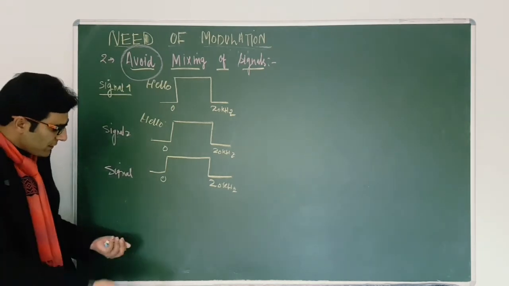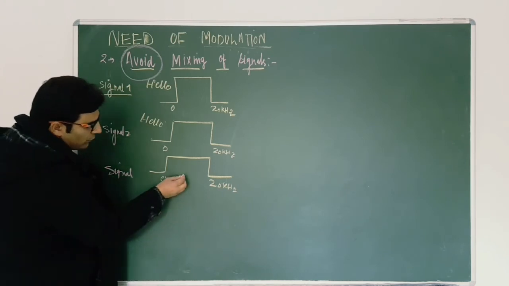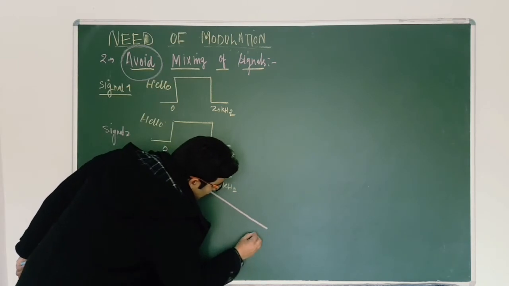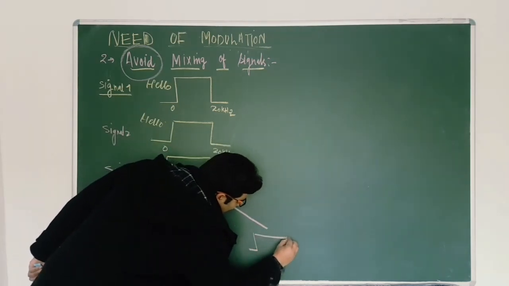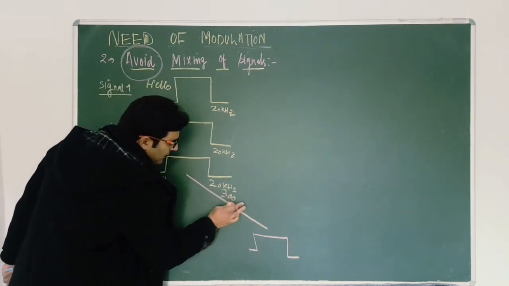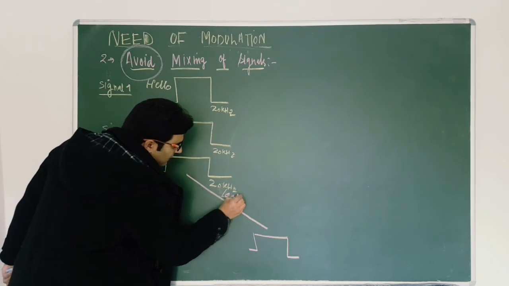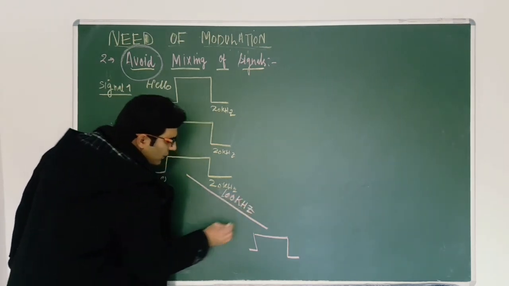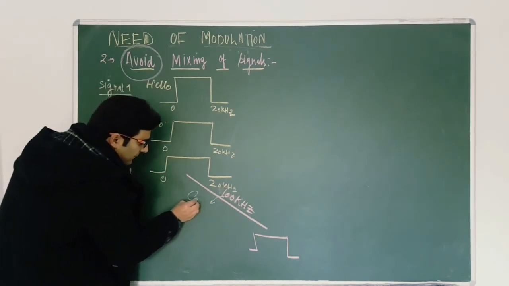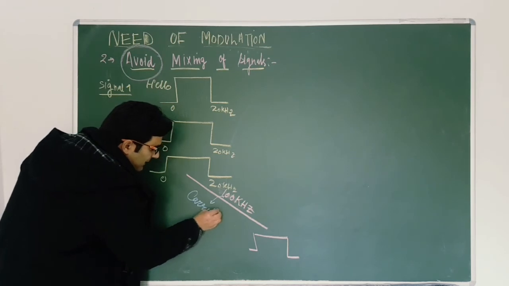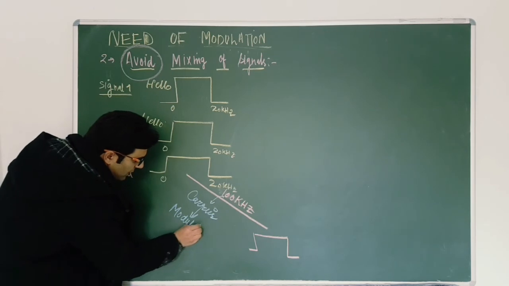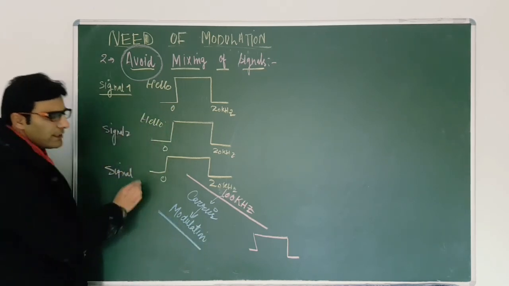So in the modulation technique, what are we actually doing? We are giving a separate carrier to each signal. Suppose we have provided a carrier of 100 kilohertz for this signal. What is this 100 kilohertz? This 100 kilohertz is the carrier. Carrier providing means we are doing modulation.